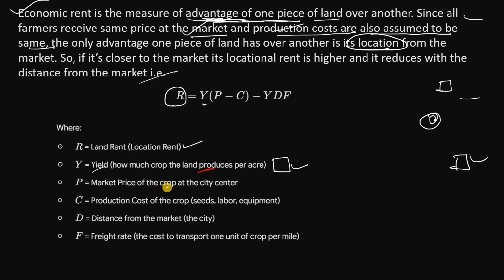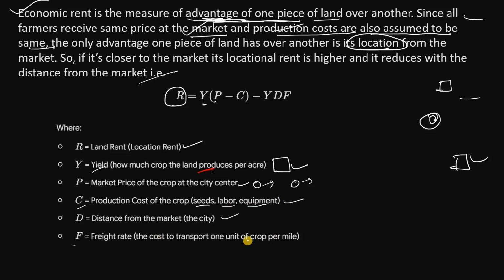P means market price of the product at the city center. Suppose you are producing milk, then what is the market price? Suppose you are producing wheat, then what is the market price? That refers to P. And C, the production cost: the seeds, the labor, the equipment. D, distance from the city.